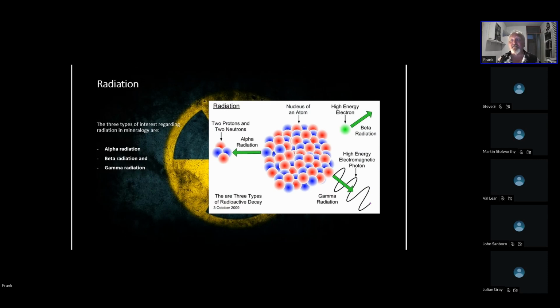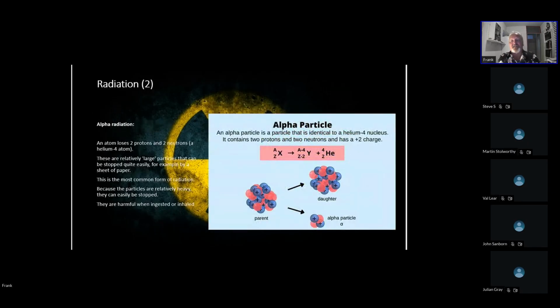The 3 types of interest regarding radiation in mineralogy, but in general life for sure, are alpha radiation, beta radiation, and gamma radiation. Alpha radiation: if an atom loses 2 protons and 2 neutrons to form a helium-4 atom. These are very large particles that can be stopped quite easily, for example, by a sheet of paper put in front of it. So the radiation does not penetrate through the paper sheet. This is the most common form of radiation, and because the particles are relatively heavy, they can easily be stopped. But they are harmful when ingested or inhaled.